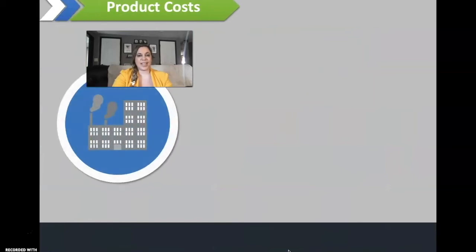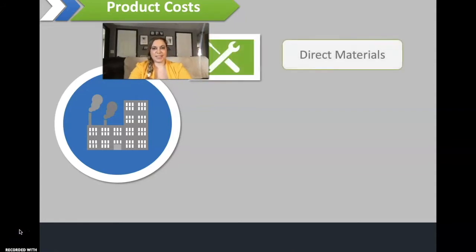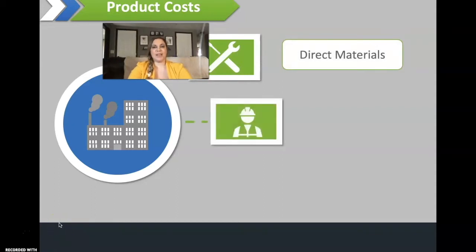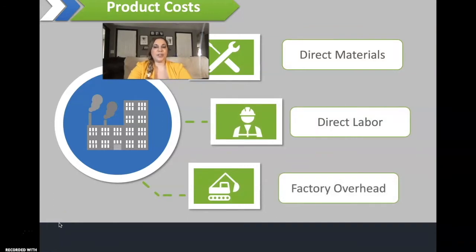All right, so this next slide, we're going to be talking about different product costs. There are going to be three types of product costs that we're going to be discussing. The first one is direct materials, and we have direct labor, and then we have overhead. So we can call it factory overhead, manufacturing overhead, or just overhead. So these are the three main topics that we're going to be covering, and I'm going over each one of them individually.